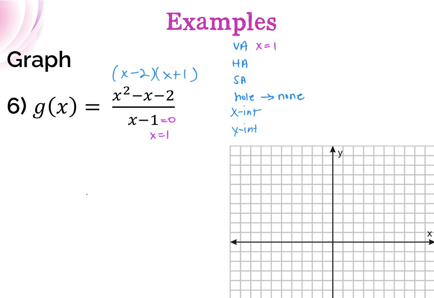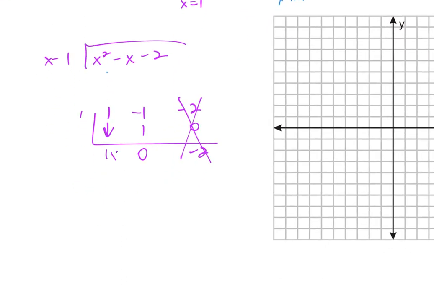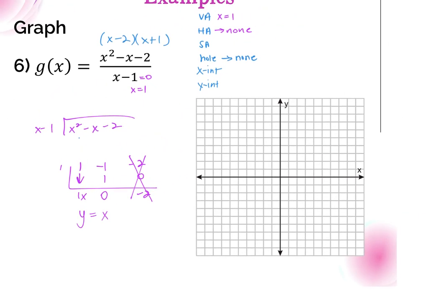Horizontal asymptotes. Highest exponent in the top, 2; in the bottom, 2. So this is no horizontal, but there is a slant. So I have to do x squared minus x minus 2 divided by x minus 1, or use synthetic. 1, -1, -2. Outside goes a positive 1. Bring down the 1. I ignore the remainder. My b is 0, and I get 1x. So this is y equals just x. If you want to do x plus 0, that's fine.